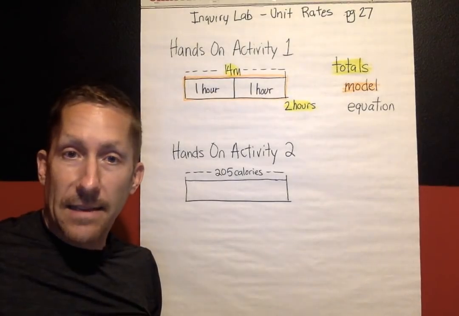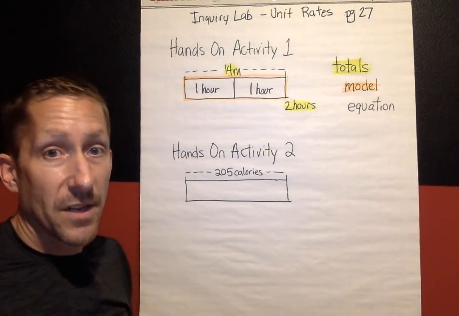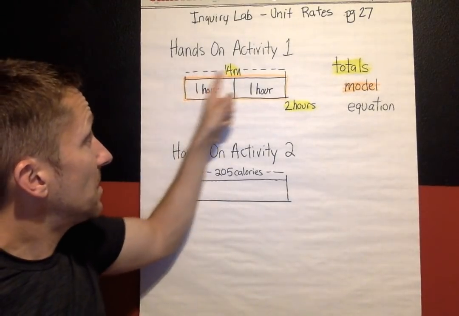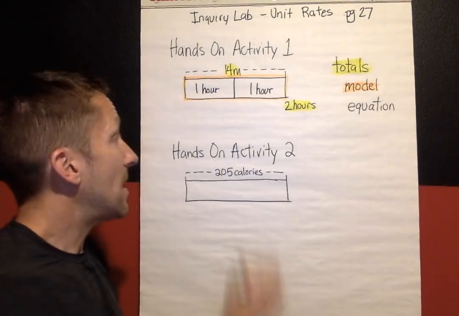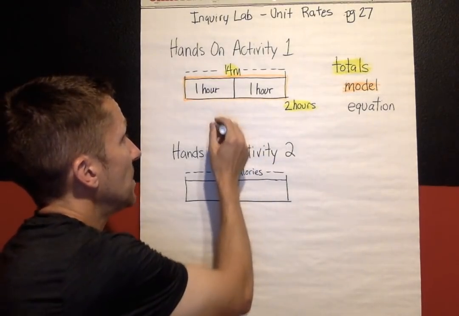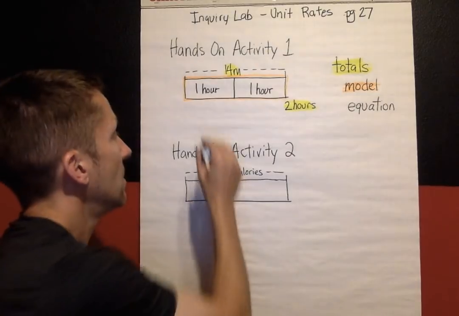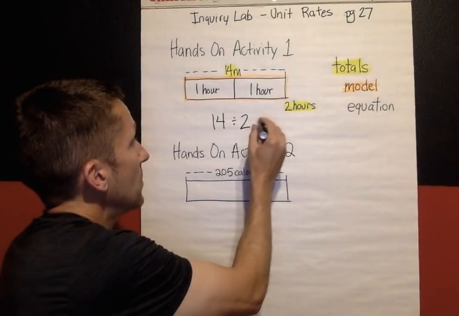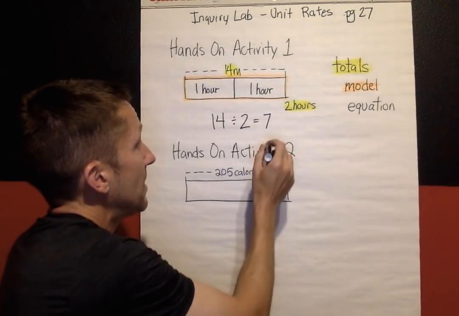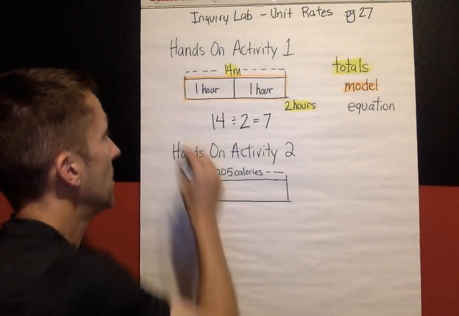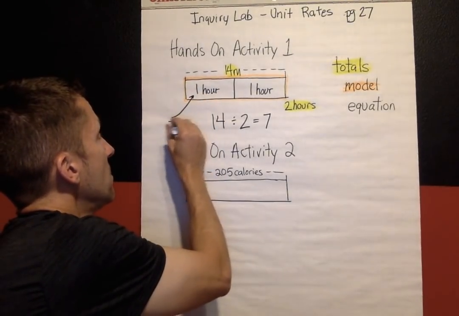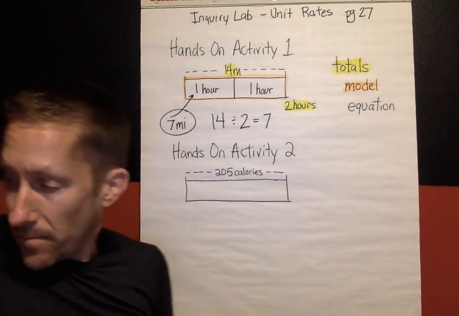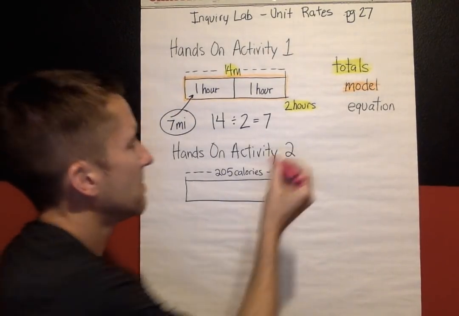The last thing that you're going to do on each problem is come up with the equation. How much is it for 1 hour? Well, you're going to take 14 miles and divide it by the 2 hours. You can use a calculator. 14 miles divided by 2 hours is going to give you 7 miles in 1 hour. So in 1 hour, you would be able to go 7 miles. That is the equation.